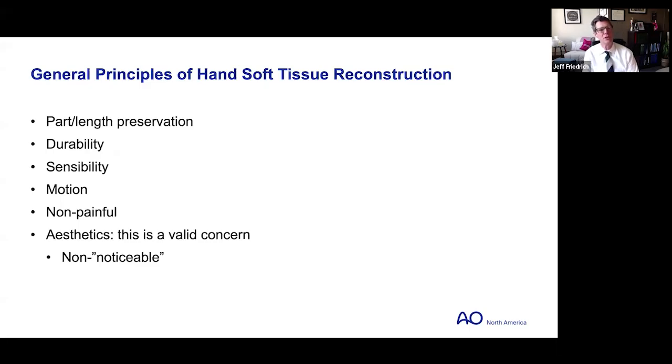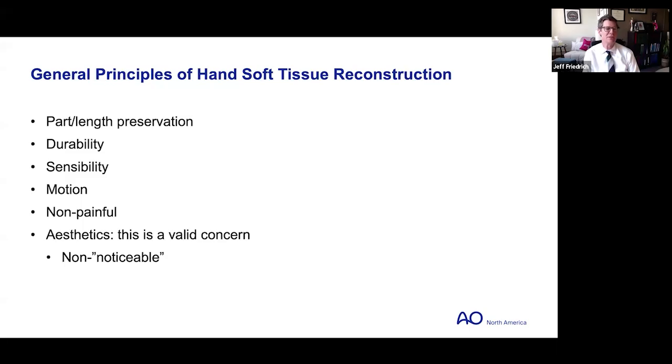You know, the general principles of hand soft tissue reconstruction, I'm for the most part stating the obvious here. We want to preserve length and preserve parts insofar as we can and still have it be functional. We want these soft tissue reconstructions to ultimately be durable over the lifespan of the patient.